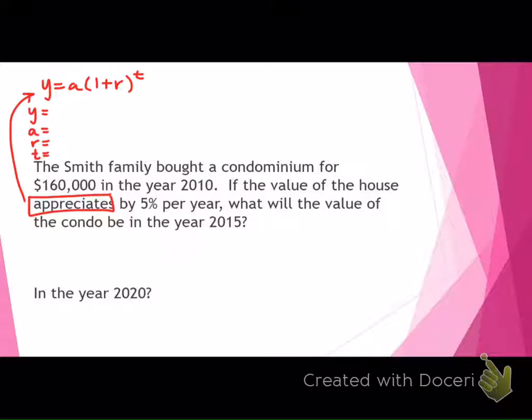Do we know our final amount? No. No, we're trying to find that, so we're going to leave that blank. What is our beginning amount, Grace, for the condo? Is that the same formula that's on the front? I want to make sure I'm writing them the same way. There's so many different ways to write these. Yes, okay.